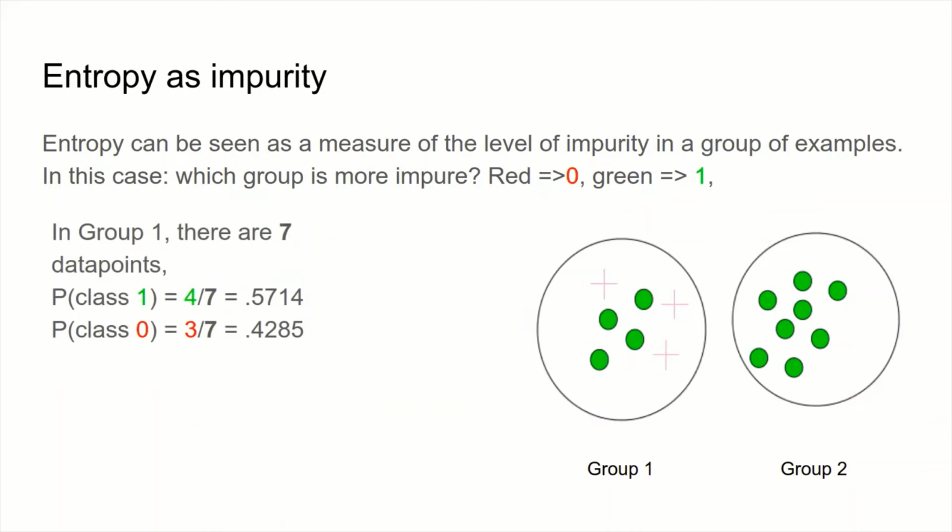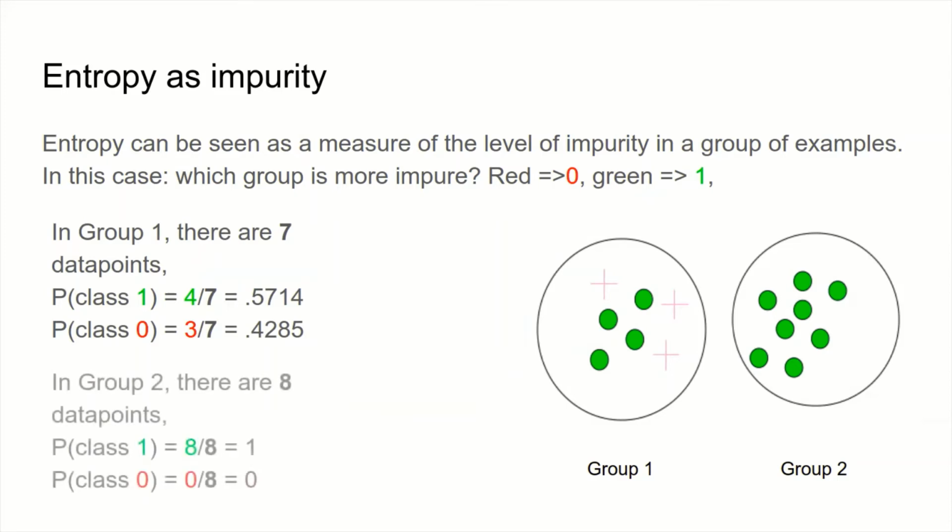And then we've got the second group, in which there are 8 data points, and all of them are of class yes or green. So in this case, the probability of obtaining a green in the second group is just 1. So in group 1, you will be more prone to error when you're trying to decide whether a random data point in this group would be green or red.